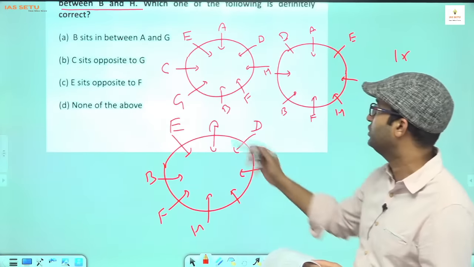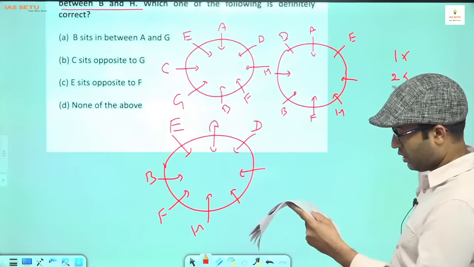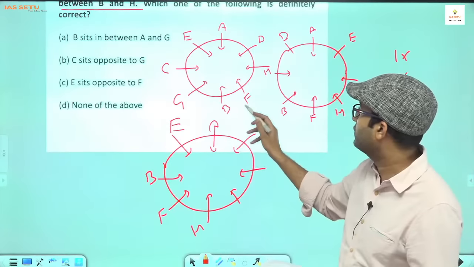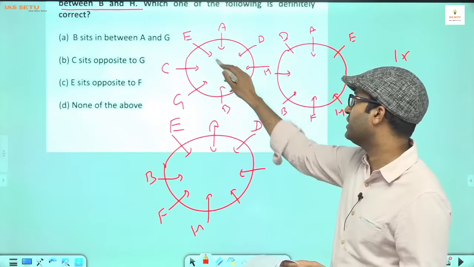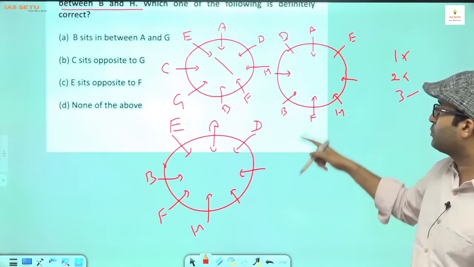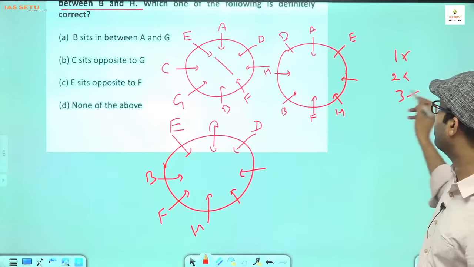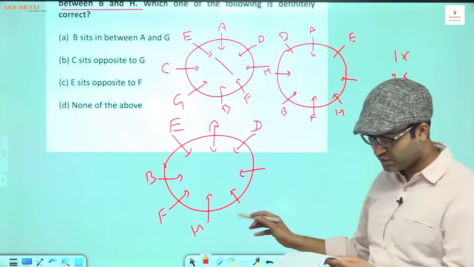C sits opposite of G. Wrong. E sits opposite of F. In this, statement 3 is fine. But in my next possibility, E sits opposite of F, it is wrong. Here, in this case, all are wrong.